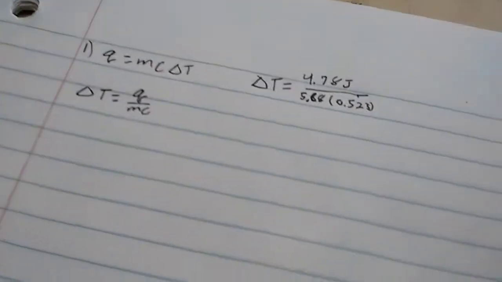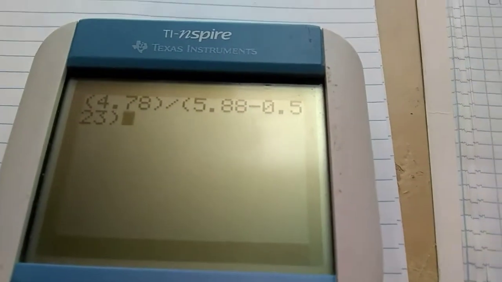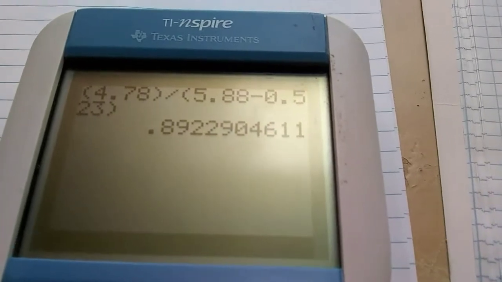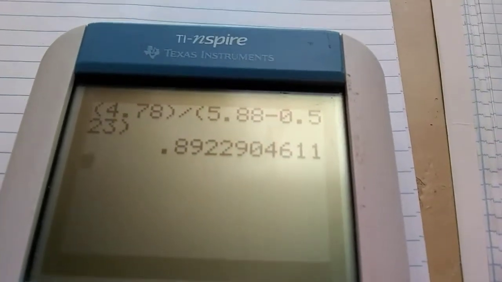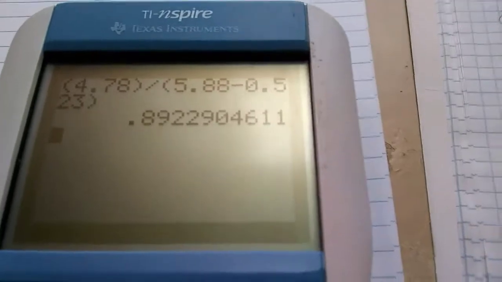We can now plug this equation into our handy-dandy calculator and get the delta T, which is 0.8922904611 degrees Celsius. Because the answer we got was positive, we know that that was an increase of temperature.